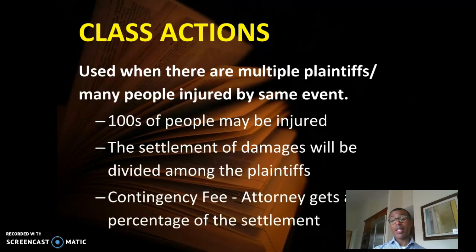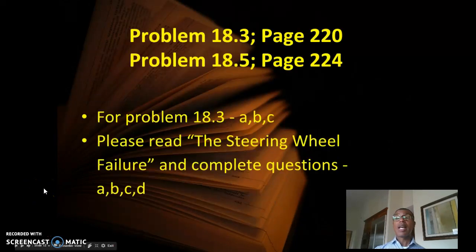Here's another term that I think is really important and you need to know for your quiz as well. It's called contingency fee. We talked about this earlier in the semester, but this is when an attorney gets a percentage of the settlement.